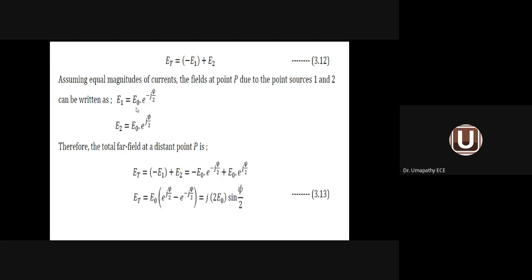E1 is E0 e power minus j psi by 2, and E2 is E0 e power j psi by 2. When I add, I will get ET with one negative sign in the middle. Negative sign means you will get a sine function. Since we are dividing the formula by 2, we multiply by 2. You will get j 2 E0 sine psi by 2 as the total electric field strength for case number 2.